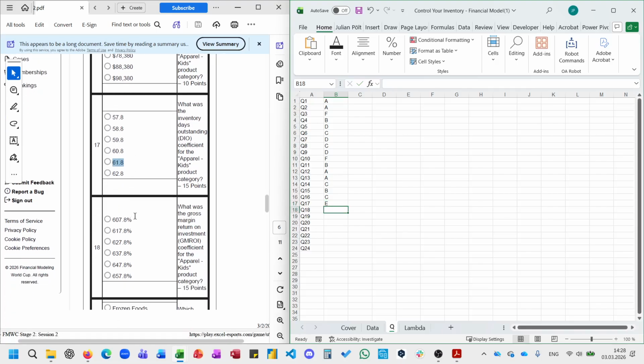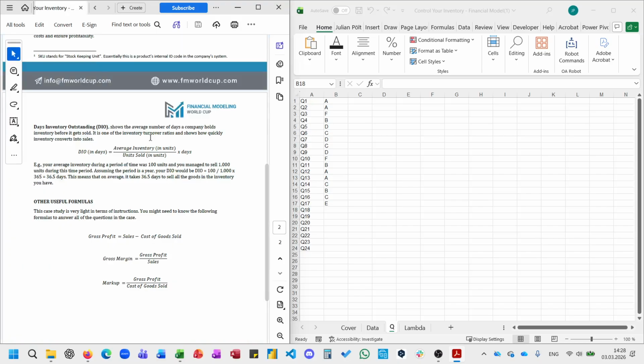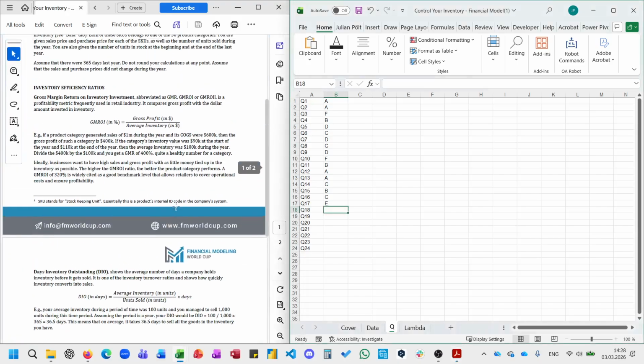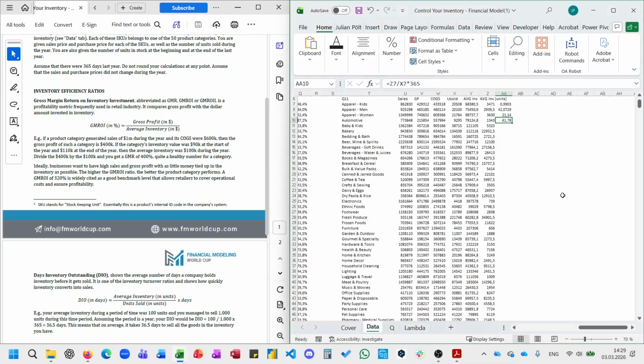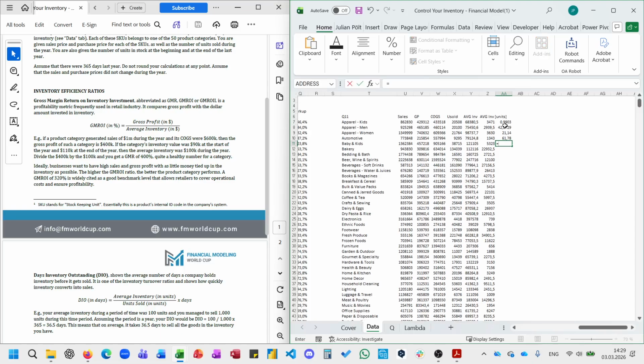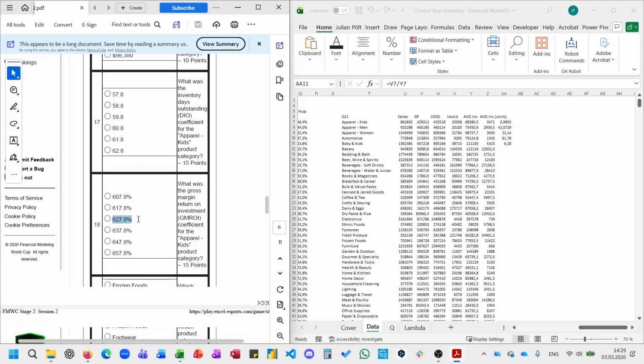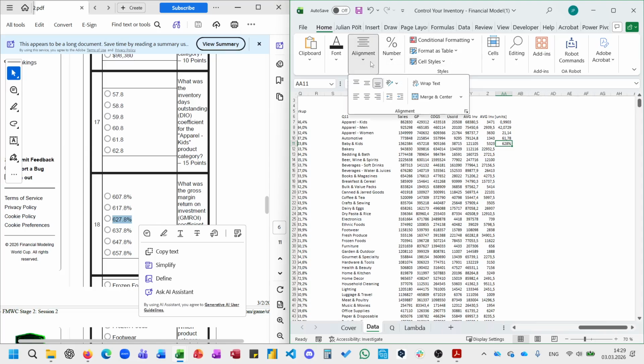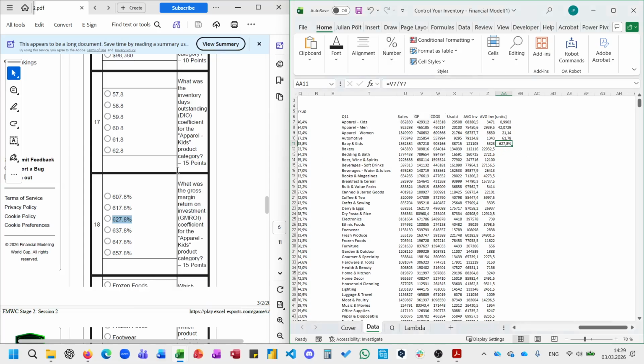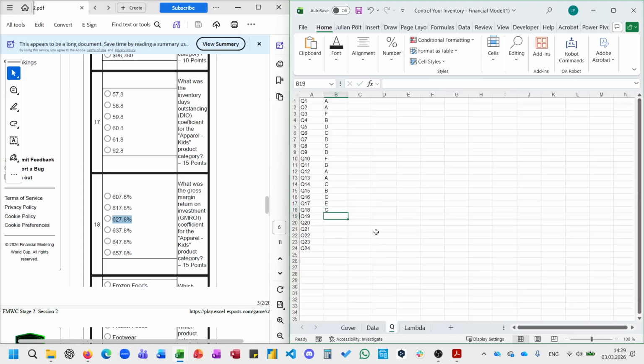Q18, what was the gross margin return on investment coefficient for the kids apparel product category? Let's go here. Gross margin return on investment is gross profit divided by the average inventory in dollars. Gross profit divided by average inventory in dollars. It's a lot. I also want those gross margin. So here I show you this, 627.8%, which is answer C.